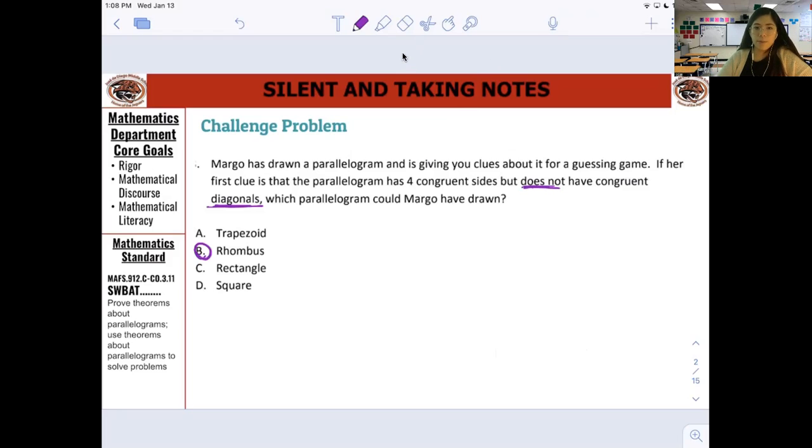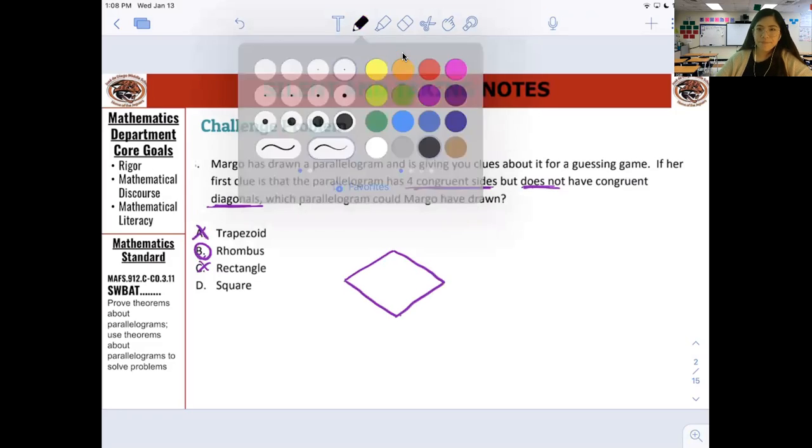Now, the key words were that it has 4 congruent sides. What are the only options here that have 4 congruent sides? Yeah, it's either going to be a rhombus or a rectangle. I mean, or a square. But since it does not have congruent diagonals, then that's definitely going to be a rhombus. Just as a reminder, rhombuses are kind of like if you think of a square and you pinch it, kind of like this. That's the best rhombus I've drawn in this entire class, you guys.